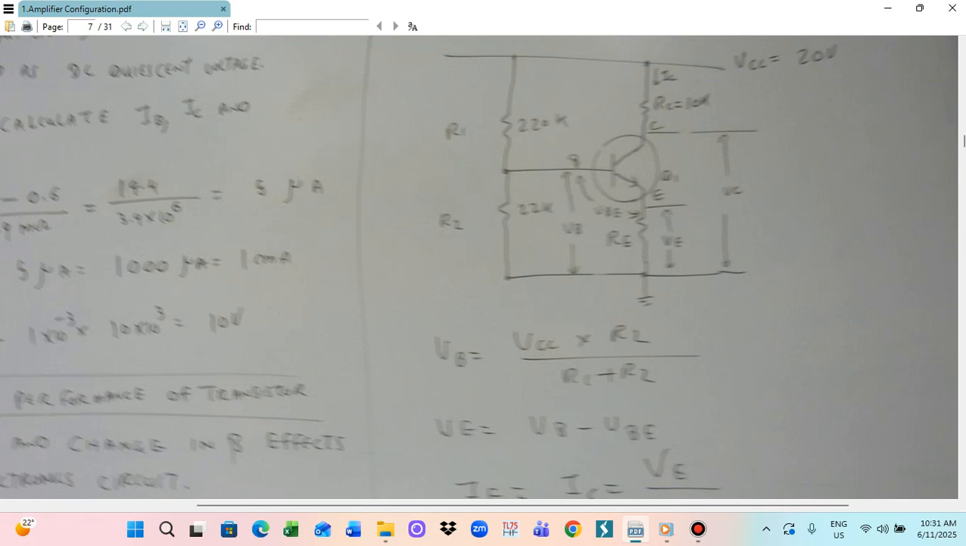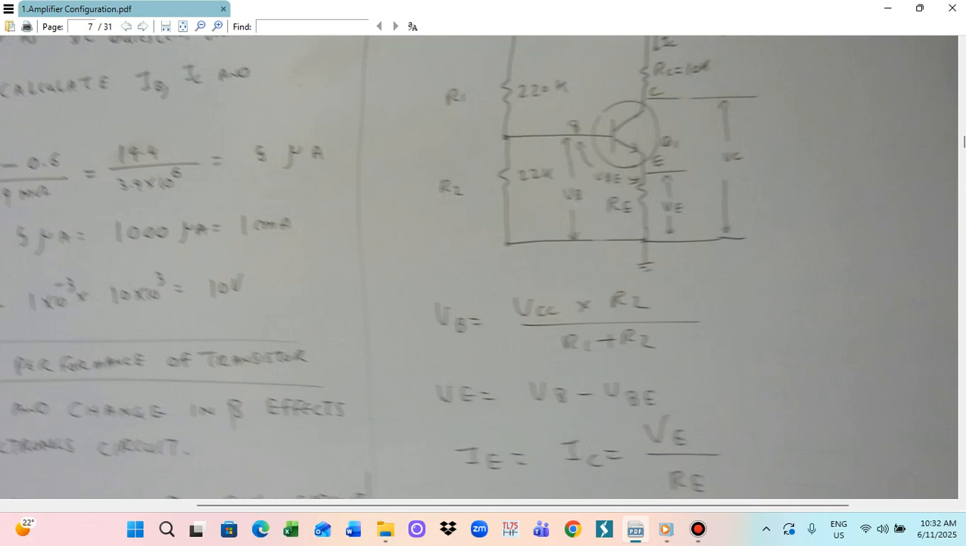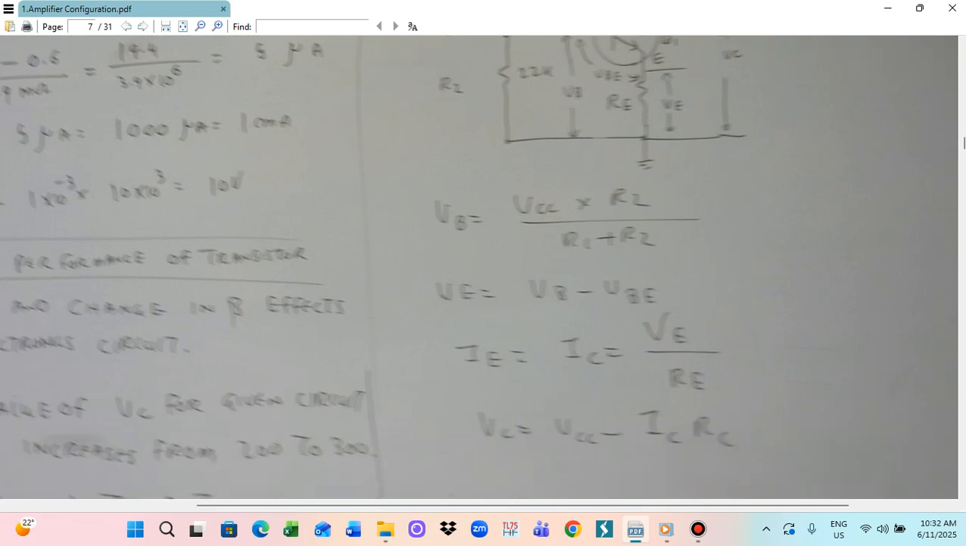And also the VE. VE can be calculated as VB minus VBE. So VB will be 1/8 volt, VBE is 0.6, so that will be 1/2 volt. And IE equal to IC can be calculated. The formula is VE divided by RE. So VE by RE, VE will be 1/2, RE will be 1 kilo ohm, so that will be 1/2 milliampere.